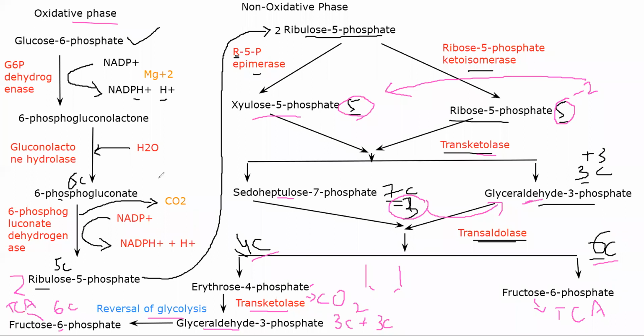The main focus of HMP shunt is to get NADPH and ribose and ribulose 5 carbon molecules. If and when required, the reaction will stop here and it will go to form DNA and RNA, or else the reaction will continue like that. All right, if you have no doubts, tomorrow we'll do TCA then.